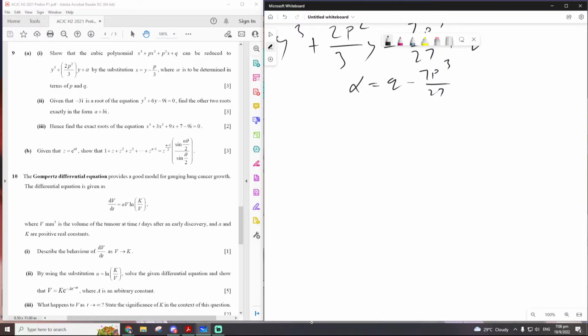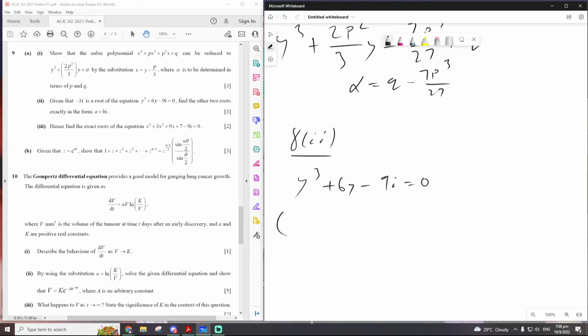So you can verify that it's a root if you want. So let's do part 2. You can verify that it's a root if you want, but I won't do that. y cubed plus 6y minus 9i equals 0. Now, the coefficients are not real numbers. 9i is complex, so you cannot use the conjugate root theorem.